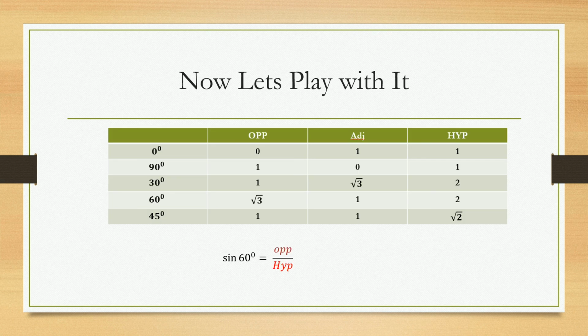Sine 60 degree. Let us calculate sine 60 degree. What is sine 60 degree? Opposite by hypotenuse. First concentrate on 60 degree. See the line of 60 degree. What is your opposite in that line? That is root 3. And what is the hypotenuse in that line? That is 2. So sine 60 degree becomes root 3 by 2. So with the help of this short table, we could easily get the value of sine 60 degree.